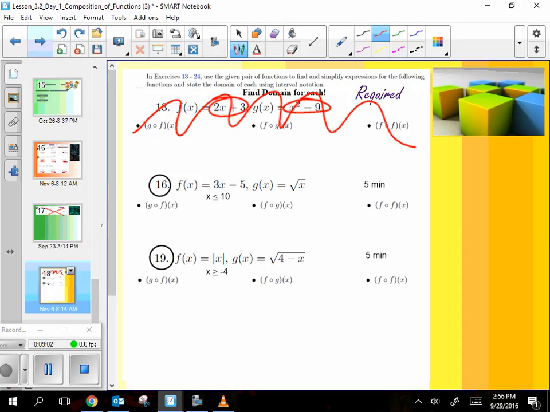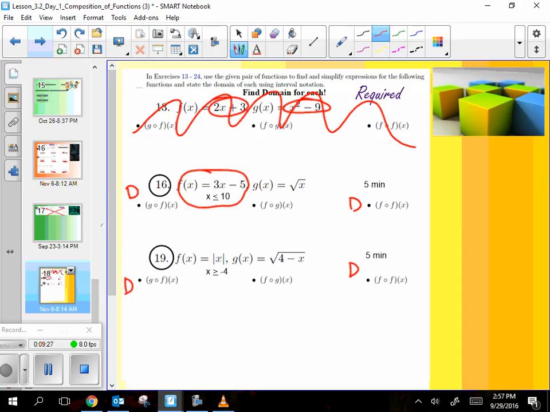On these that are left, I had kids find the domain here and find the domain here, find the domain here, and this one was interesting. Find the domain when the inside function is the same as the outside function. Let's see if you can figure that one out. All right. So note here, the domain is given right there. The domain says for the f function that x is less than or equal to 10. So you've got to use that for the f domain.